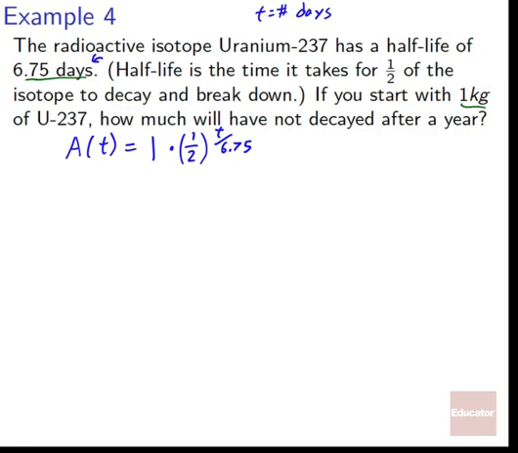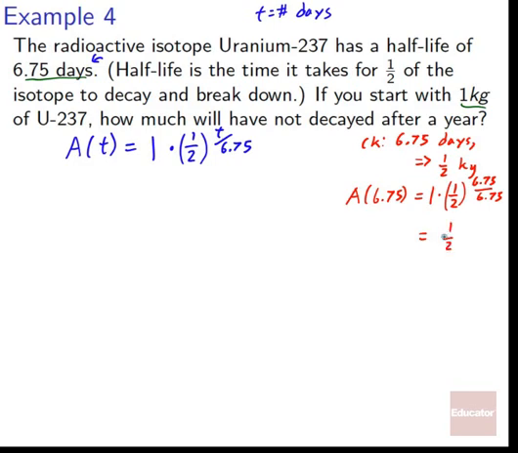6.75. So let's do a real quick check. We know after 6.75 days, we should have 1/2 a kilogram. So let's check that by plugging it in. A of 6.75 is going to be 1 times 1/2 raised to the 6.75 over 6.75, which is the same thing as just 1/2 to the 1, which equals 1/2. So sure enough, it checks out.